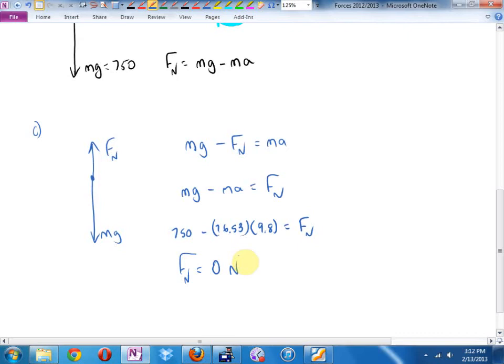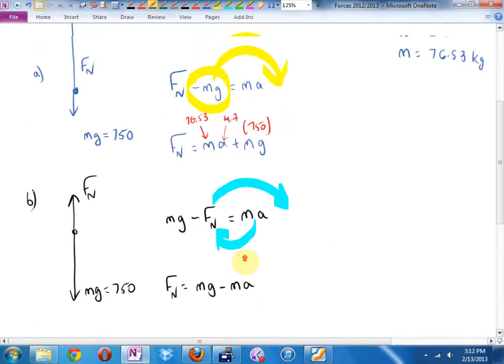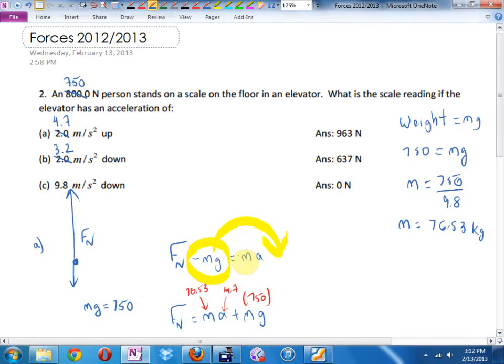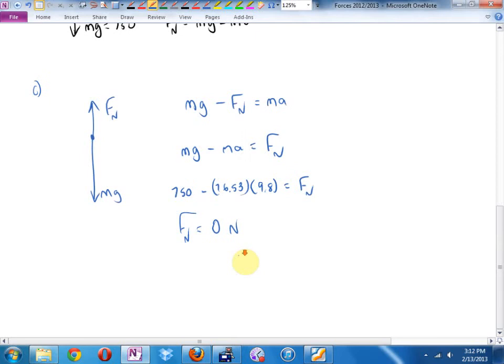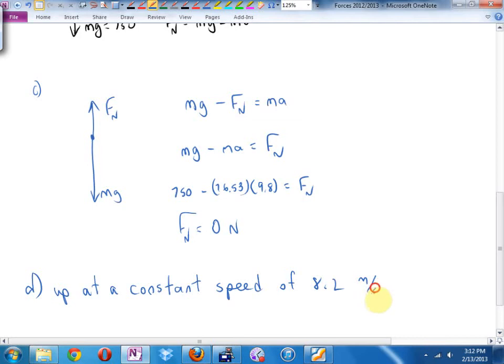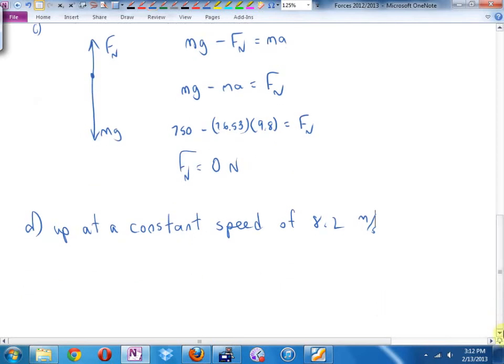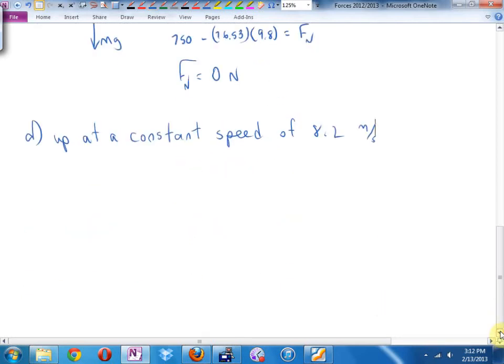What if I said you were moving up at a constant speed? So what if I added a part D, I'm just making this up, but it's good teaching, and I said up at a constant speed of 8.2 meters per second. Okay, you made a great connection. You would say, yes, let's prove it.